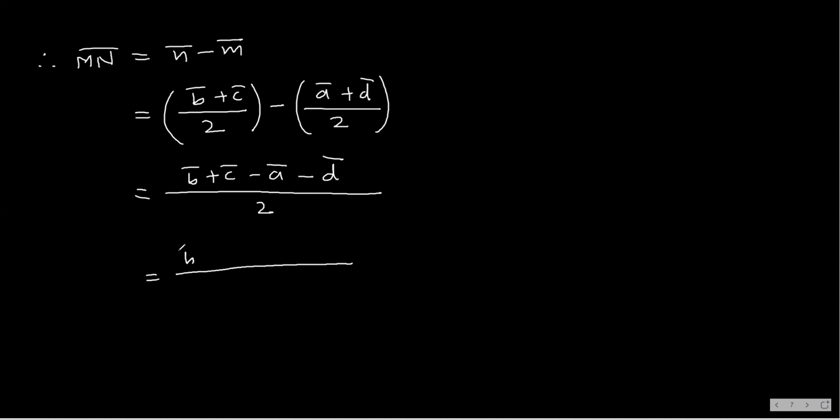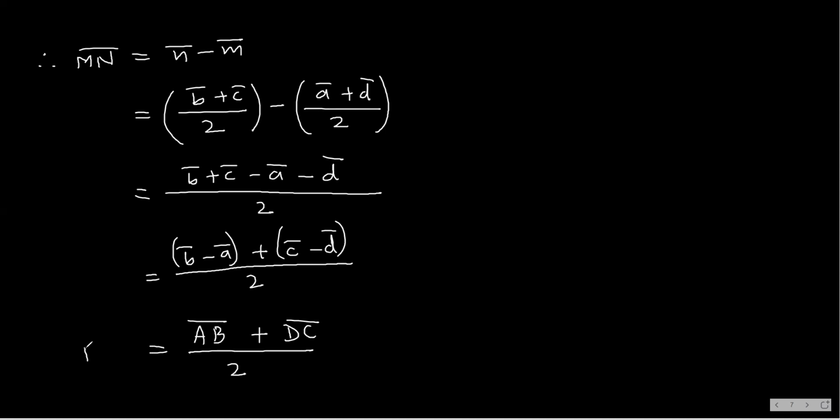So here you have B bar minus A bar plus D bar, with C bar minus D bar upon 2. Now you know B bar minus A bar gives you AB bar, plus C bar minus D bar gives you DC bar, the whole upon 2. And here you have MN bar. Now this particular equation is of special importance. How? You will now know it.